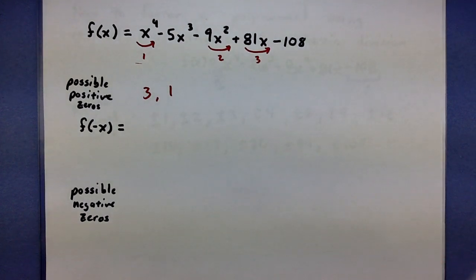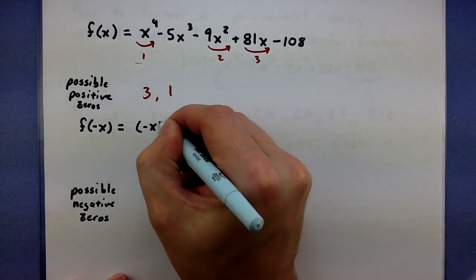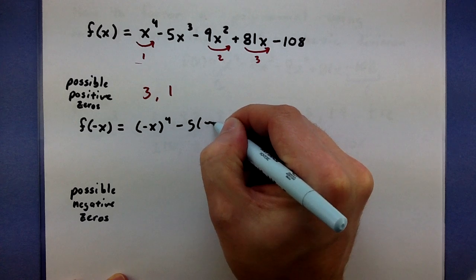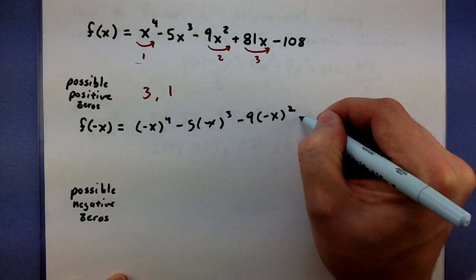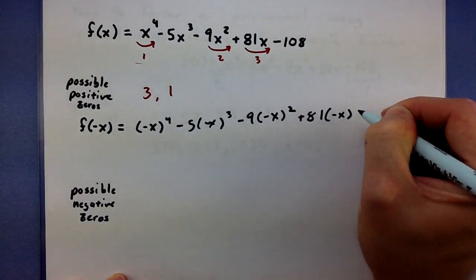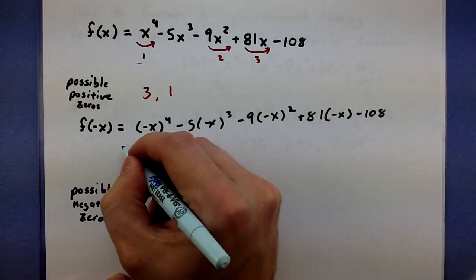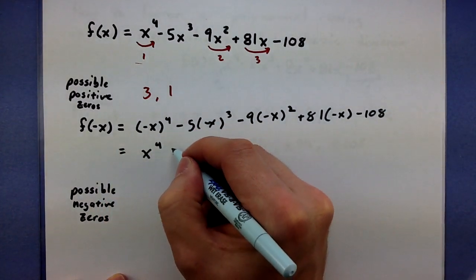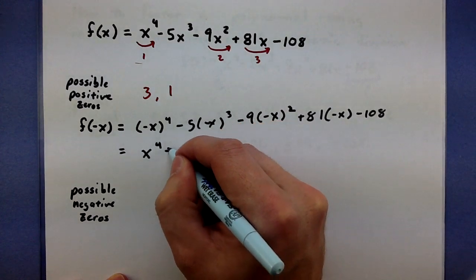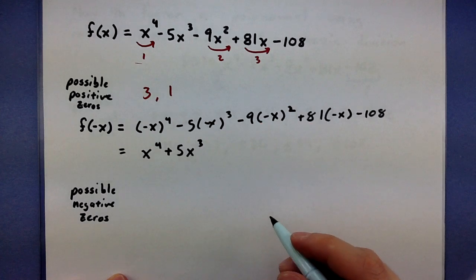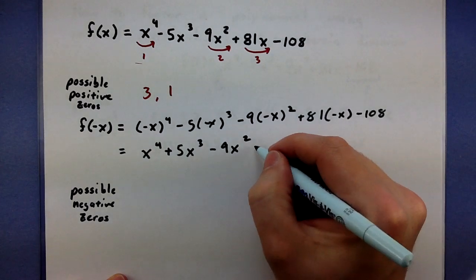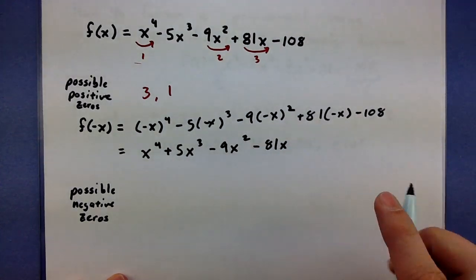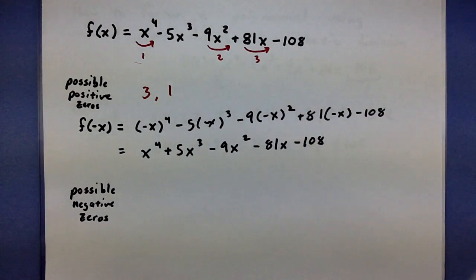Okay, not too bad. To figure out the possible negative zeros, we look at f of negative x. So I put in a negative x for all of my x's, then we'll simplify this, and then count the sign changes one more time. Let's see, this will be x to the 4th. Let's see, minus x to the 3rd, and there's already another minus sign, so 5x to the 3rd. Let's see, minus 9x squared, minus 81x, minus 108. Perfect.